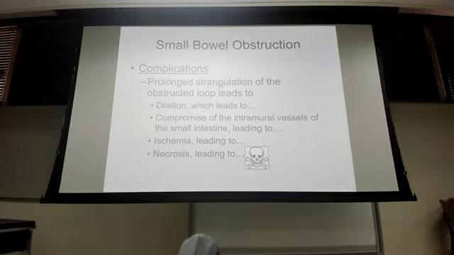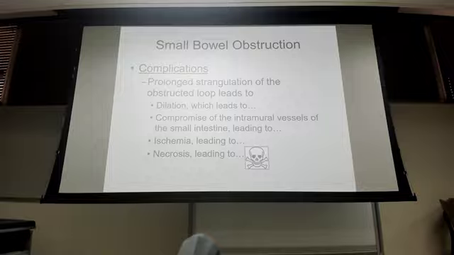Most dangerous complication from a small bowel obstruction is the death of part of the small intestine, right? Prolonged strangulation of the obstructed fluid. So you're going to have first dilation, right? Fluid and air building up, which causes compromise of the vessels to the lumen, which leads to decreased blood flow, ischemia, which leads to death of that part of the body. So, most dangerous complication of small bowel obstruction, strangulation and death of the bowel. You need to know that sequence.